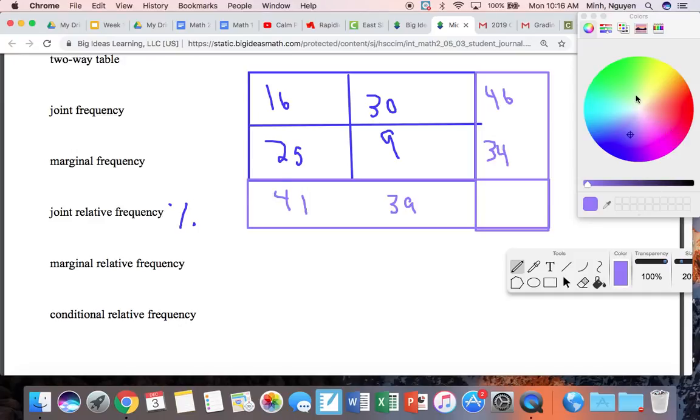The joint relative frequencies, relative means compared to everything else. So let's make this a dark green so it's not so harsh.